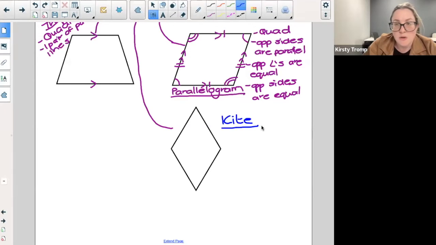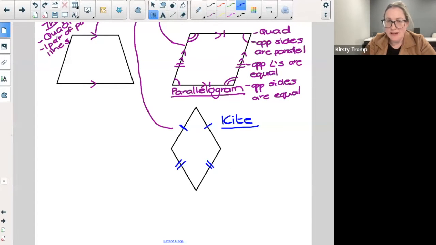Who is going to talk to me about a kite? Mulalo, do you know some properties of a kite for me, please? Yes, ma'am. Both pairs of adjacent sides are equal in length. You are amazing. Adjacent sides are equal in length. That's what we learned about on Wednesday. Well done. So that side and that side, awesome. Mulalo, you're still with me?